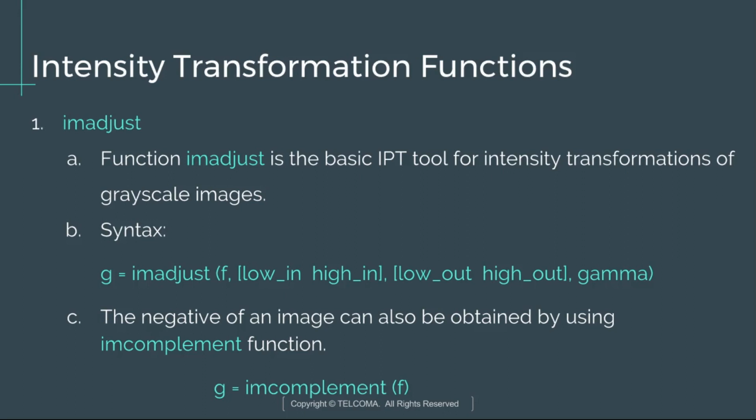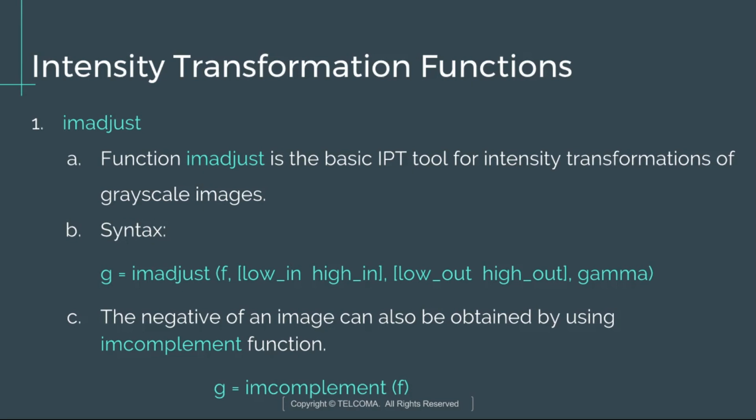So the first intensity transformation function is imadjust. Function imadjust is the basic IPT function for intensity transformations of grayscale images. It has the general syntax as shown below. This function maps the intensity values in image f to new values in g such that values between low_in and high_in map to values between low_out and high_out.